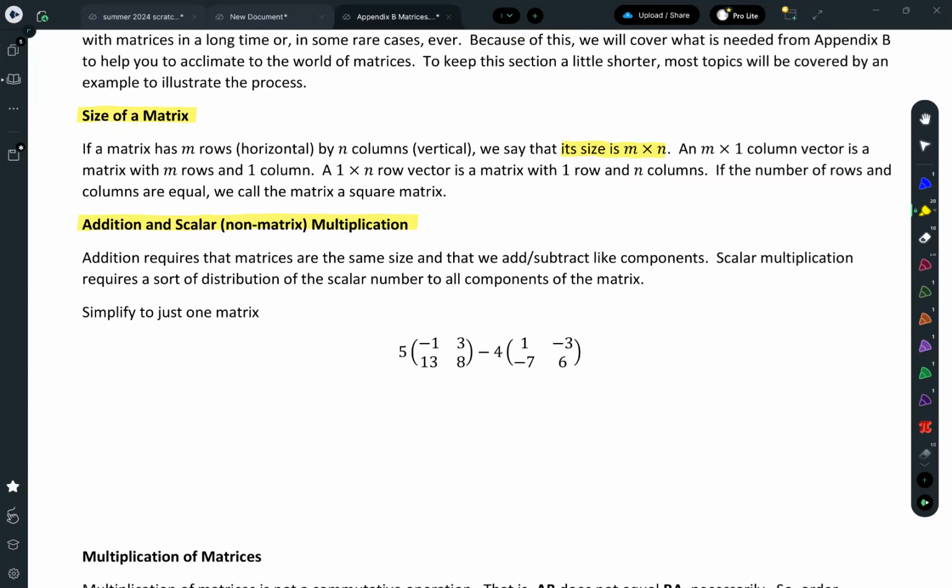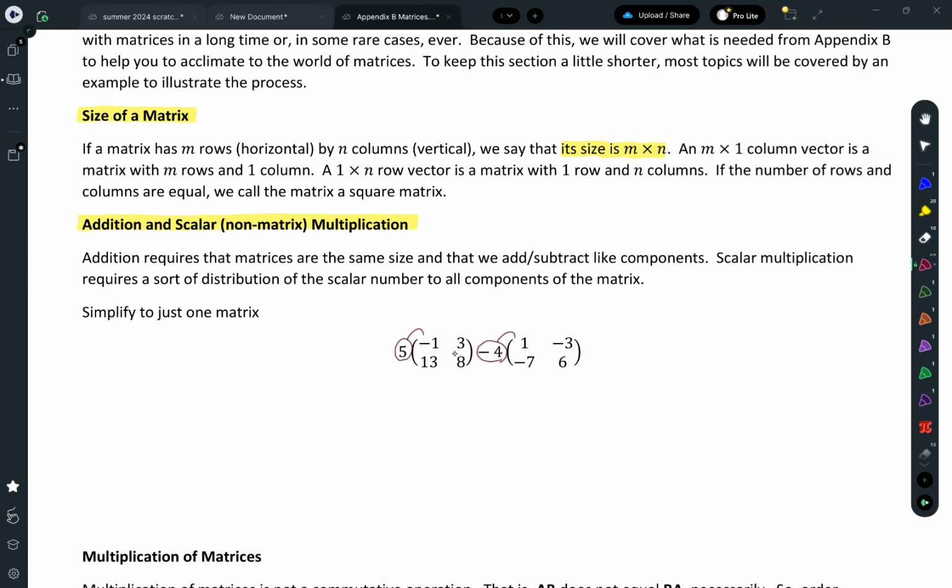So we're going to simplify this next line to just one matrix. Here we have 5 times the matrix that has components -1, 3, 13, and 8. Notice the way I read the matrix was the first row items and then the second row items. Then we'll do -4 times the matrix that has components 1, -3, -7, and 6. So we first distribute the 5 and the -4 into each of the matrices. It's not just going to go to one component. It has to go to all 4 components, each of them.